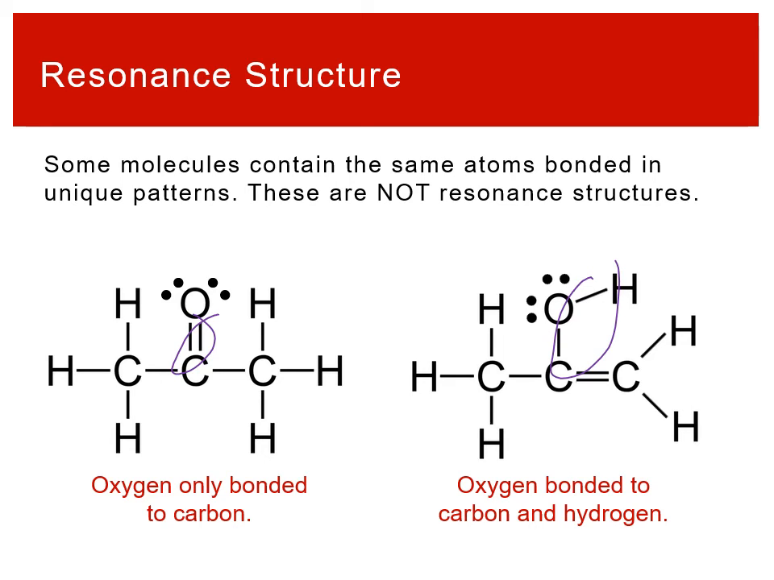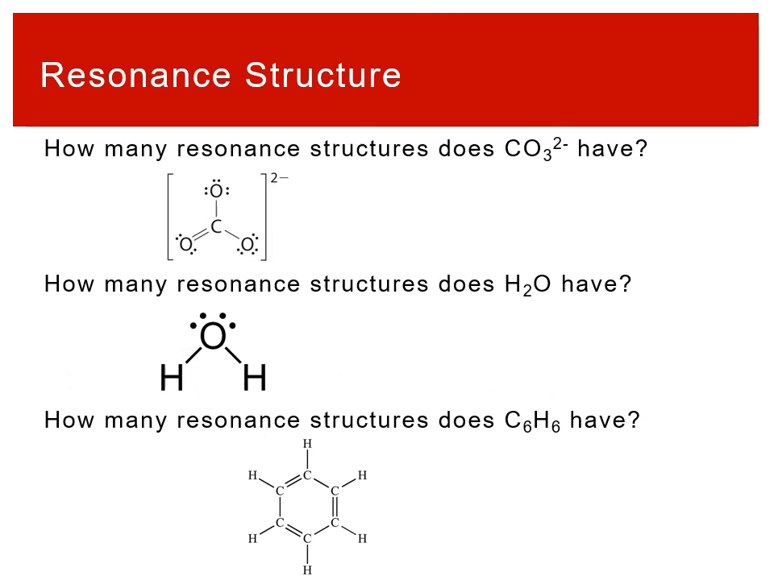In resonant structures, you can't change how atoms are linked together, in terms of what other atoms the oxygen is bonded to. In this case, it's only carbon. Over here, it's carbon and oxygen. So it's not a resonant structure. You can change double and single bonds, but you can't change what it's bonded to. So we want to look at some more examples.